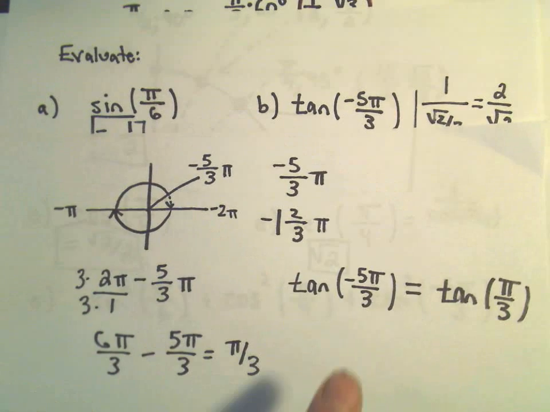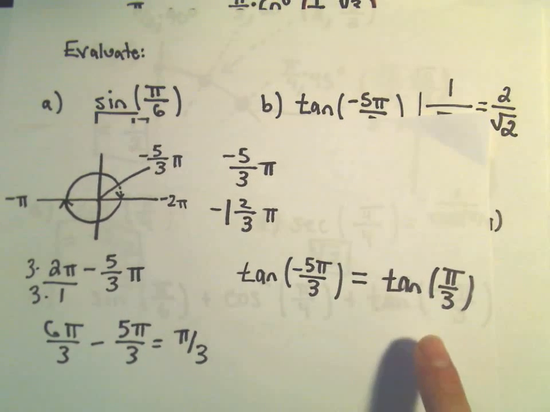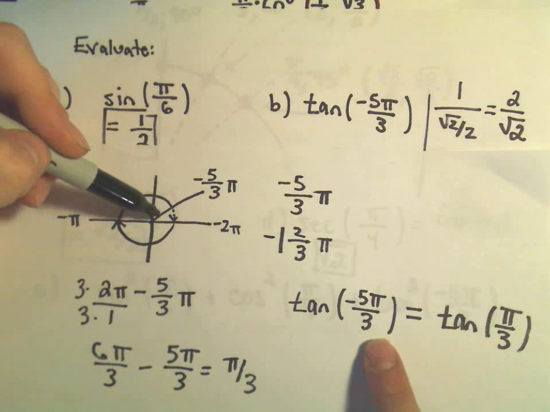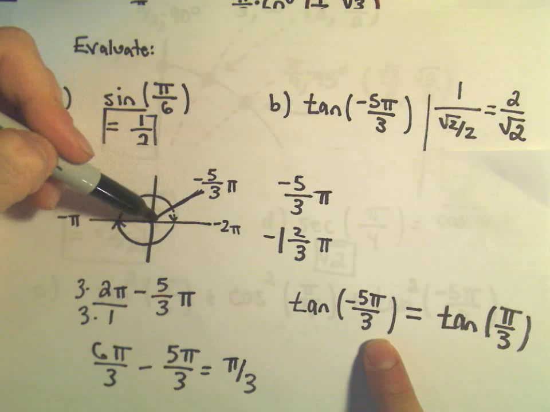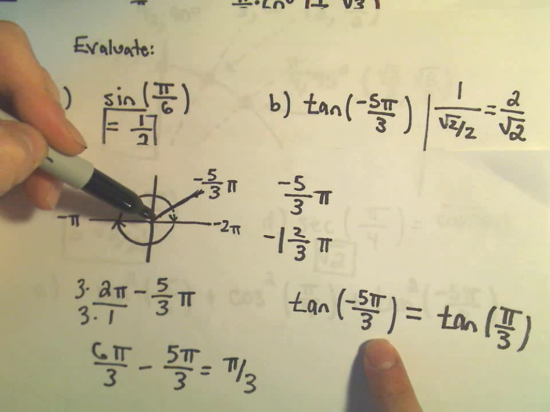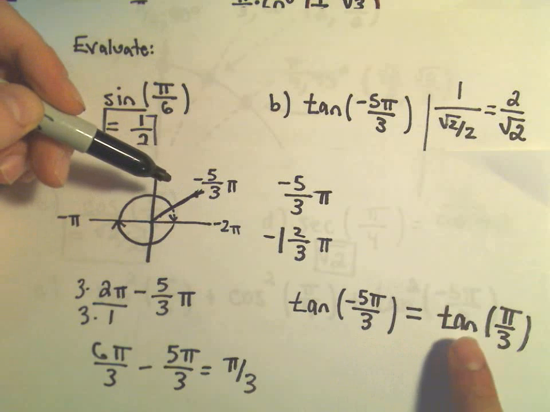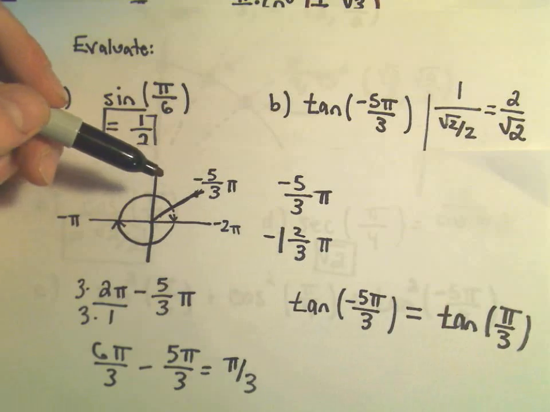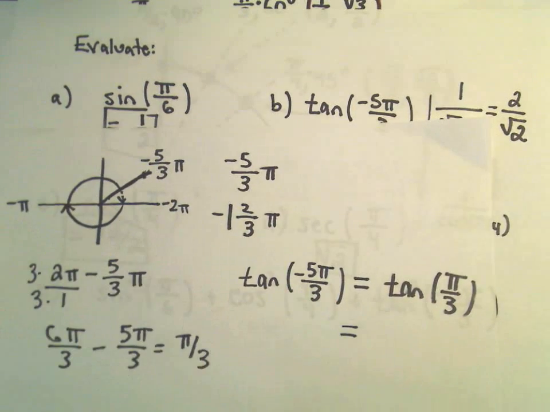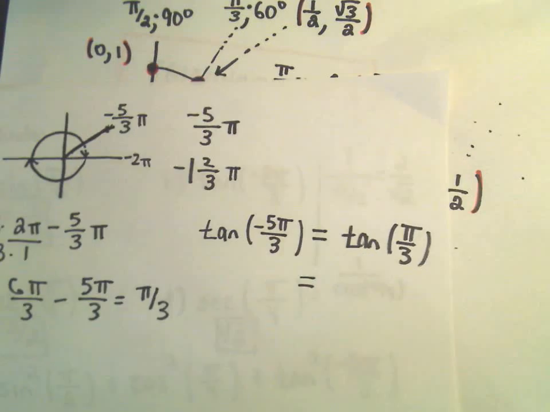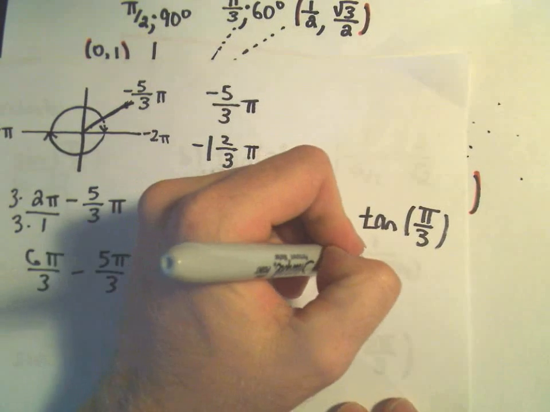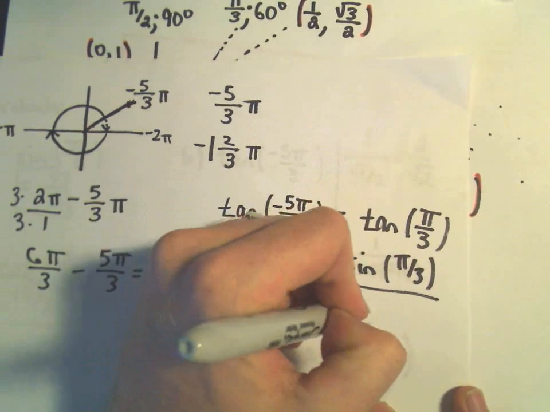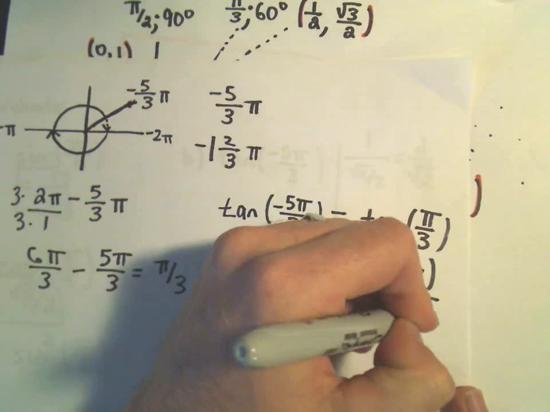Now you have to be careful. You can't just interchange the original angle with its reference angle. But the thing that I recognize is tangent of negative 5 pi over 3 is going to put me in quadrant 1. Tangent, by definition there, is going to be a positive number. At pi over 3, tangent is also a positive number. So these, in fact, will be the same. Alright, so to get tangent of pi over 3, I simply remember that tangent of pi over 3 is sine of pi over 3 divided by cosine of pi over 3.